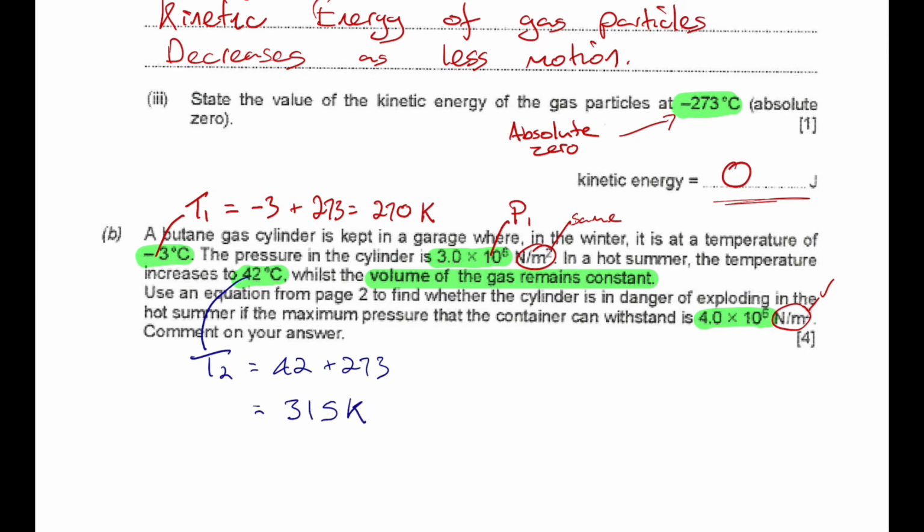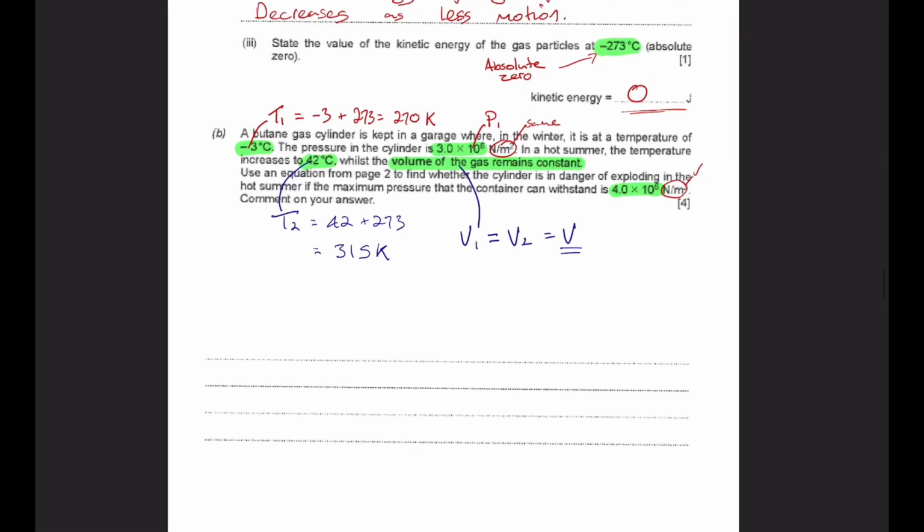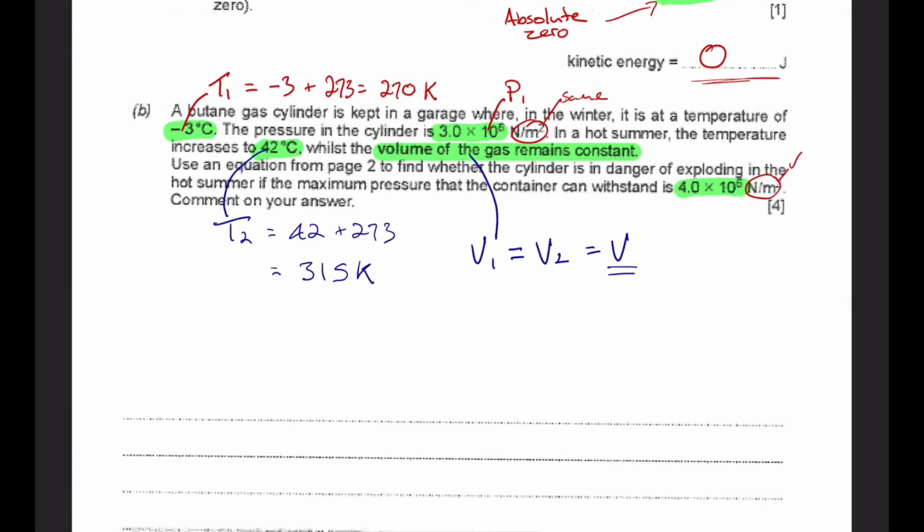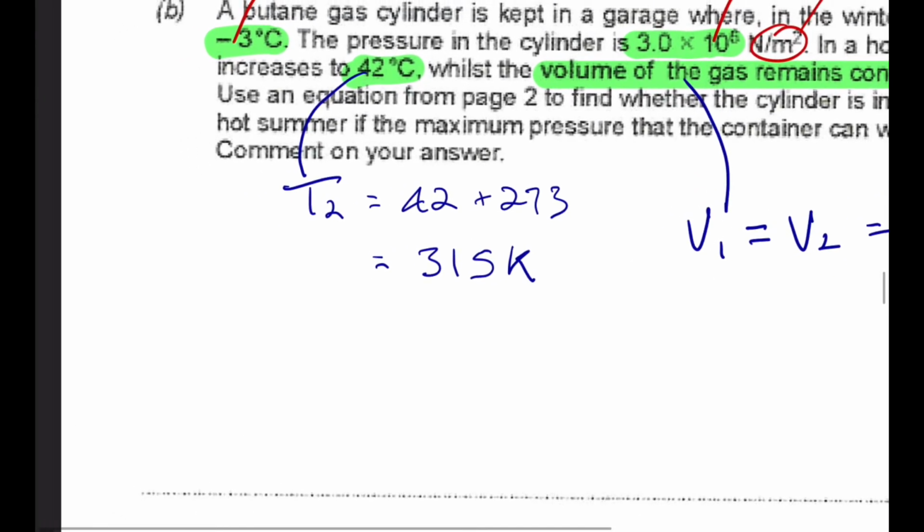Finally, it states that the volume of the gas remains constant. That means V in the summer is equal to V in the winter, or V1 equals V2. So we'll just call V V for now. So now that we've summarized the problem, let's write down the ideal gas law equation. P1 times V1 over T1 equals P2 times V2 over T2.